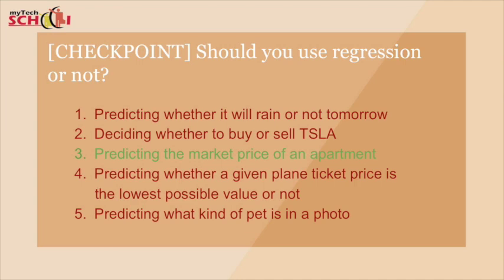So, in the 5 examples, there's only one example of regression, which is number 3, predicting the market price of an apartment. The other examples, especially number 1, 2, and 4, are binary classification examples, meaning they only have a yes or no or true or false answer. So that makes it a classification problem and not a regression problem, since the outputs expected are not continuous.